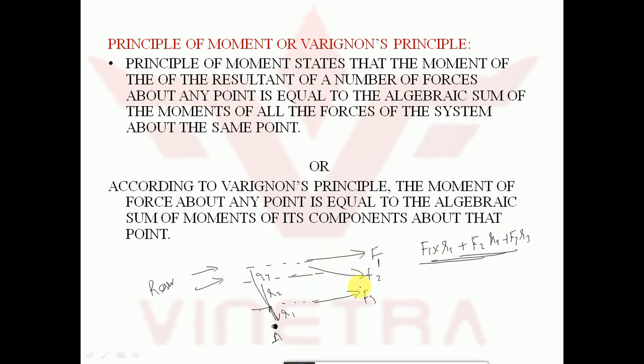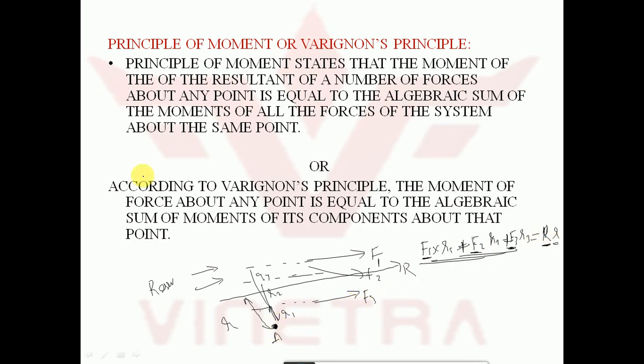Since all the forces are acting in clockwise direction, it is becoming plus here. Now, if I draw a resultant R which makes a perpendicular distance r, then this will be equal to R times r. That is, the moment produced by each force about a particular point is equal to the moment produced by the resultant about that point.